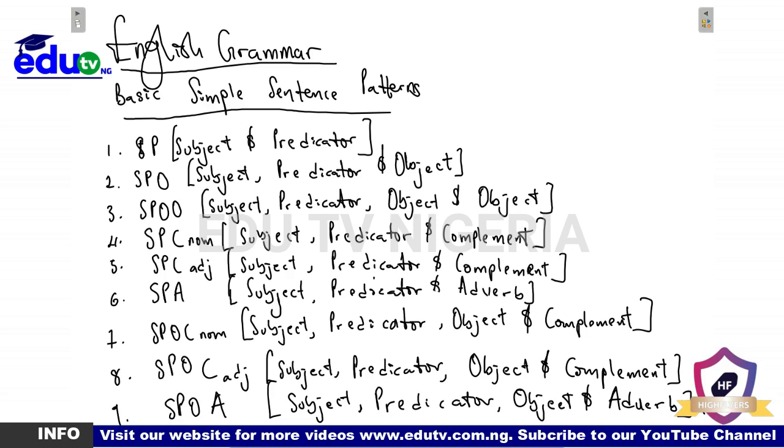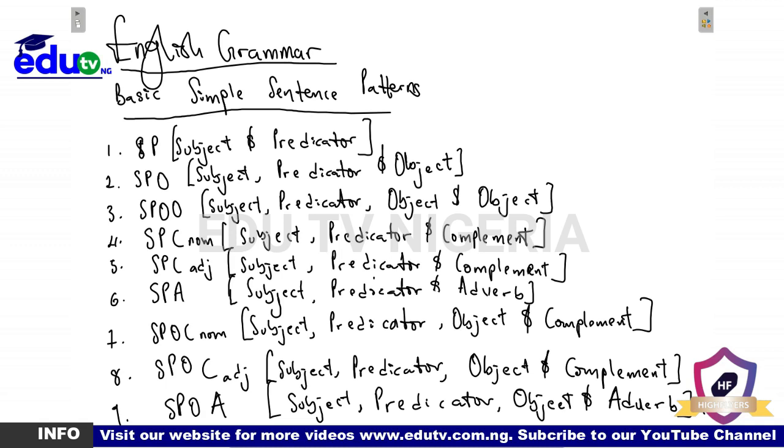Before I go fully into that, I need you to know that there are a number of scholars that have come up with a number of patterns that they work with. One of these scholars is Quirk and Greenbaum. Quirk and Greenbaum proposed just 7 patterns. That means that for Quirk and Greenbaum, we have just 7 patterns of basic simple sentences.